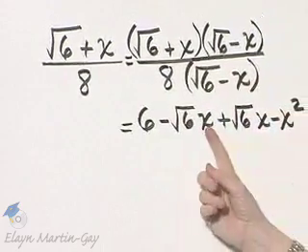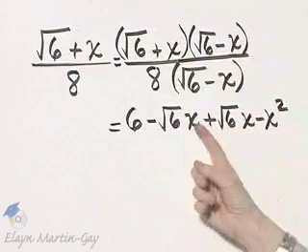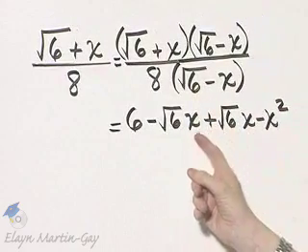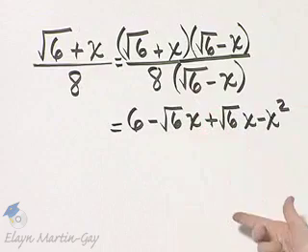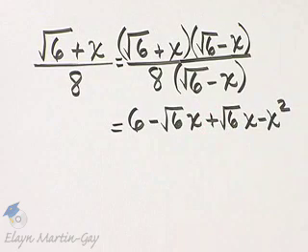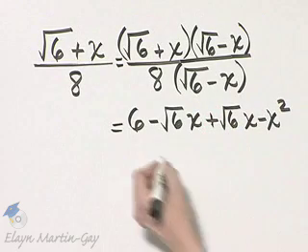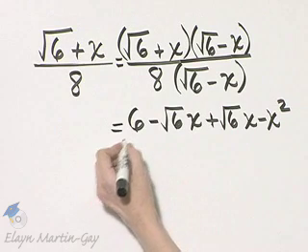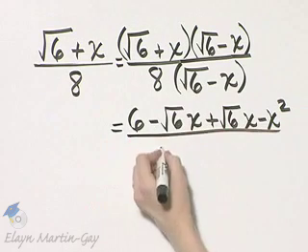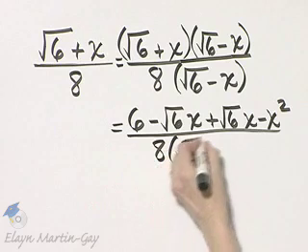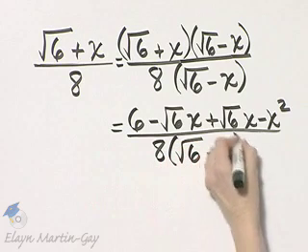By the way, this x and this x, they are not under the radical. So you can write it as x square root of 6 or square root of 6 times x. Remember, multiplication is still commutative and associative. And then I have in the denominator still 8 times square root of 6 minus x.